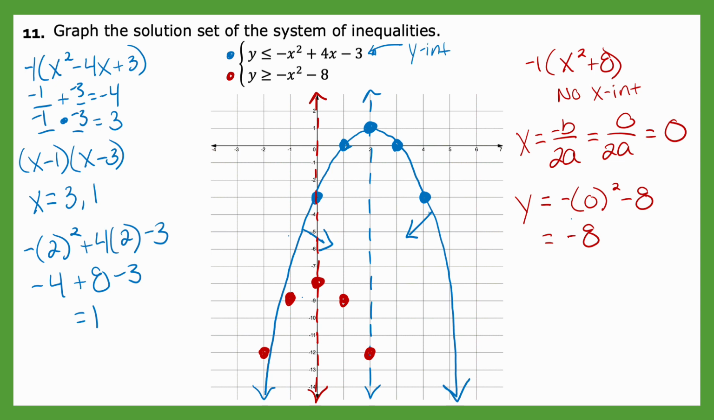This second parabola, solid or dashed? Solid. And do I want to shade above or below this parabola? Okay, it's greater than, so I want to shade above. So it's on the outside. So where is my final solution going to be? Perfect. Below the first one, above the second one.